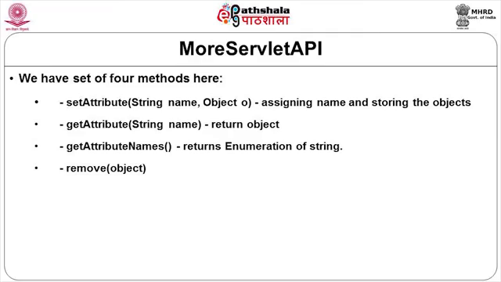The reason I am bringing that class up currently is that this same set of 4 methods, which gives us the ability to share objects, which we call attributes, set attribute, get attribute, get attribute names and remove attribute, is also available in HTTP session. When we look at that later on, we will be seeing that again.